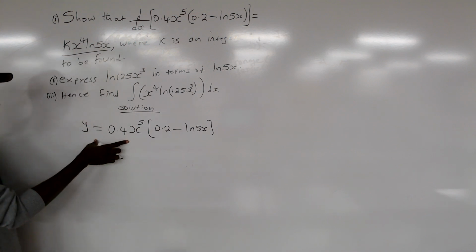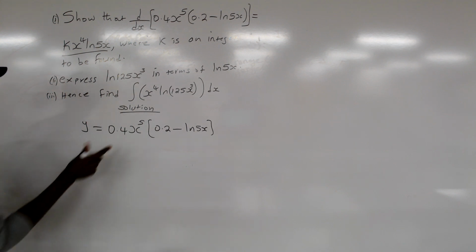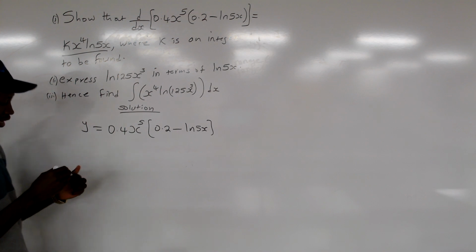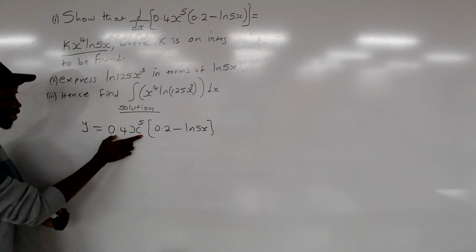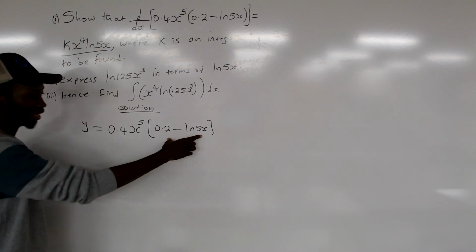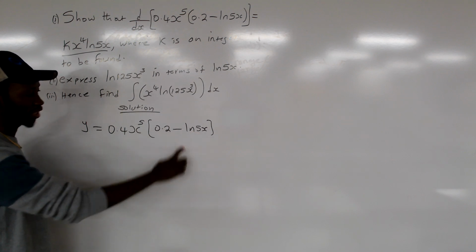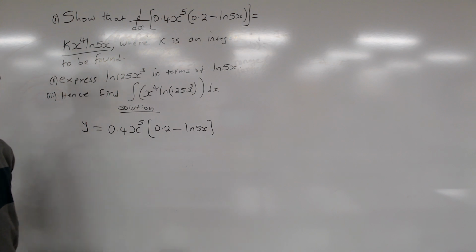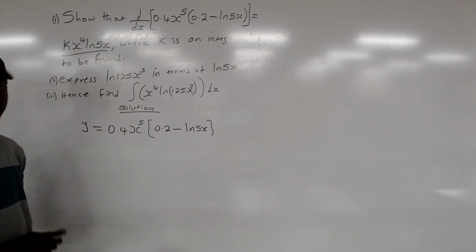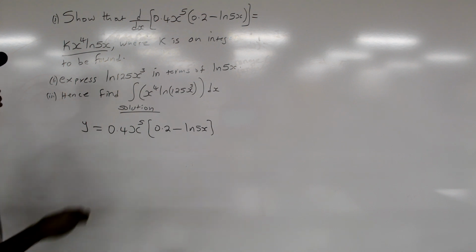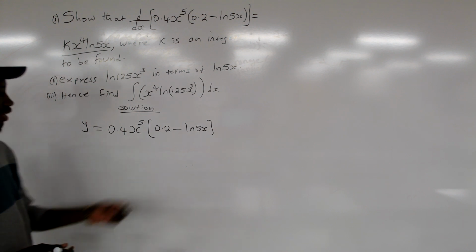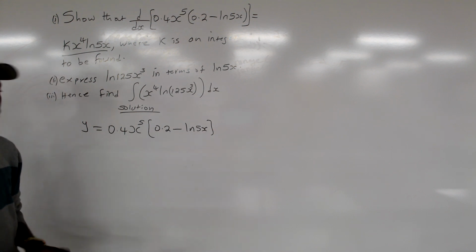If we look at this, this is a product function, because we have a function here, 0.4x^5, which is multiplied by this bracket, and the bracket again has two terms. So we can use any method to differentiate this function. At the end of the day, the result must give us something like this. But in this case, we have a ln here. How can we differentiate a ln function?